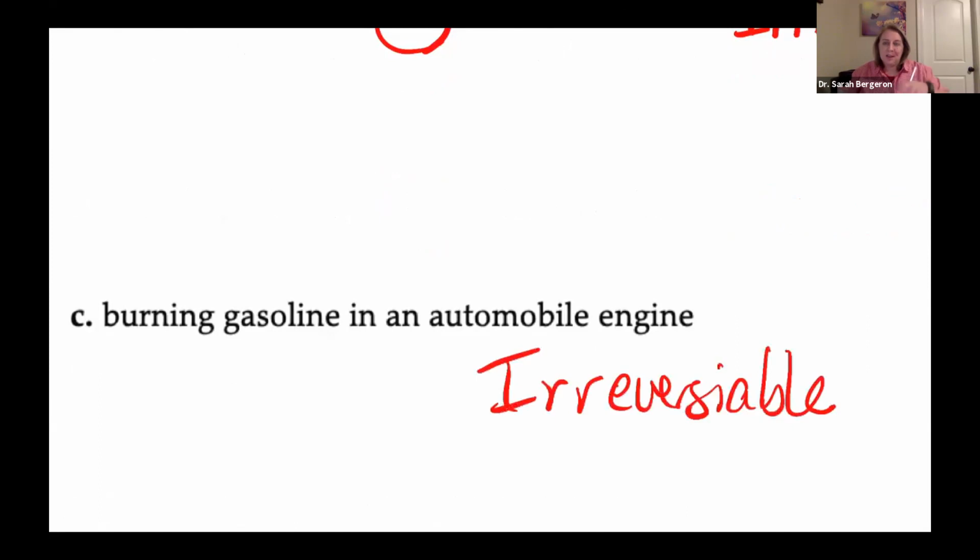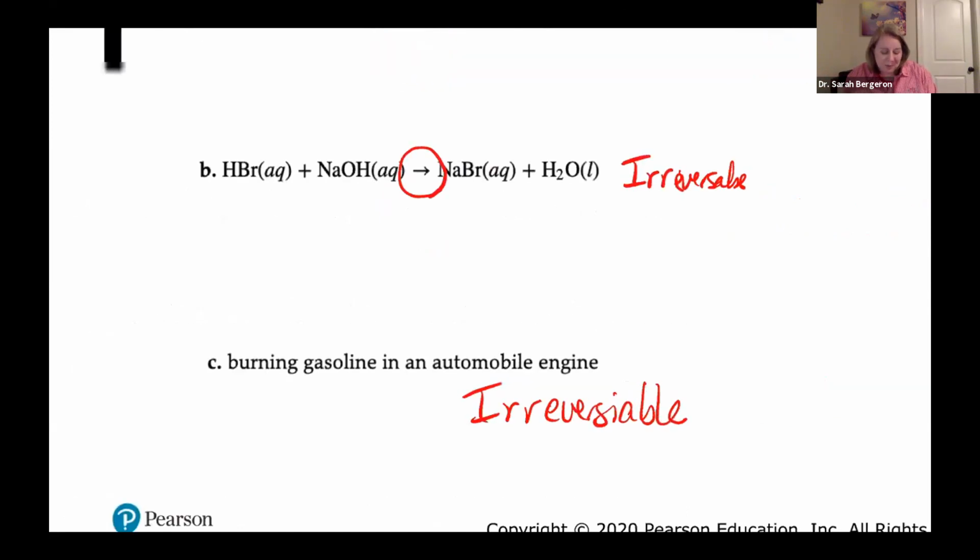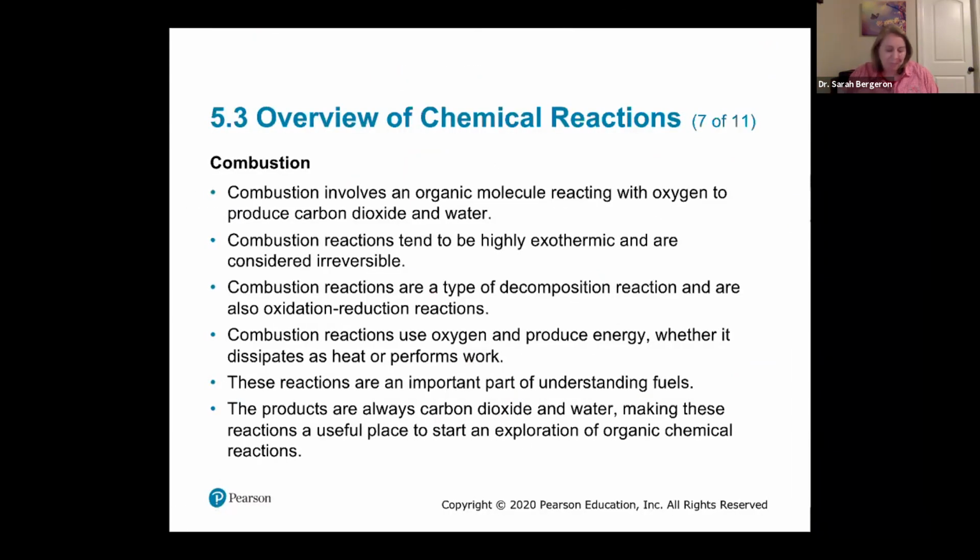Okay, because when you combust the gasoline, you're going to release exhaust, right? Exhaust fumes. Well, you're not getting those back. They're in the environment. They're gone. That's it. They're in the atmosphere. So that is irreversible. Okay.